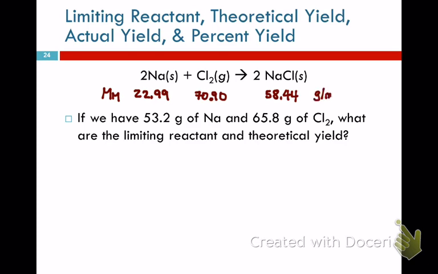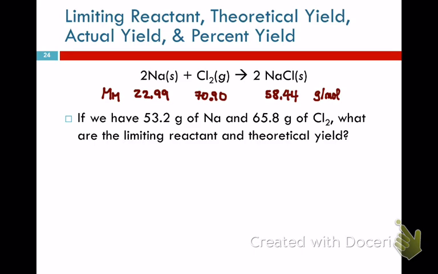Really quickly, I'm sorry. So the 2 has nothing to do with multiplying by 2 times 22.99, correct? Yeah, you leave this 2 out until you do the mole-to-mole conversion. Here you have to include the 2 because it's part of the formula. So these are the molar masses of the compounds or the elements that are in the equation and not the mole ratio stuff. Okay?